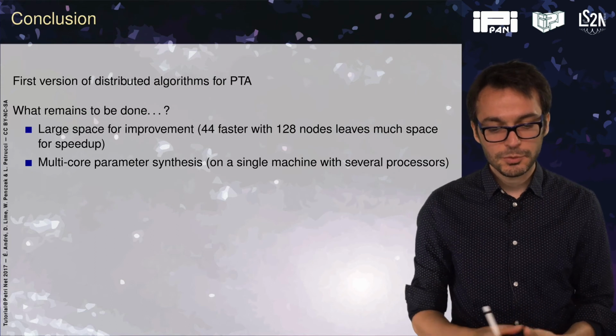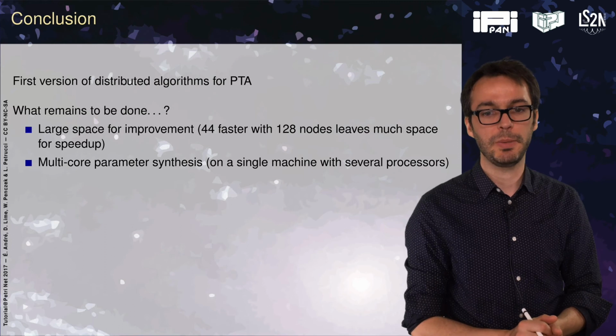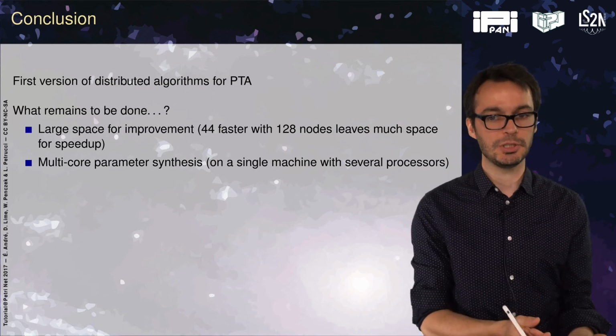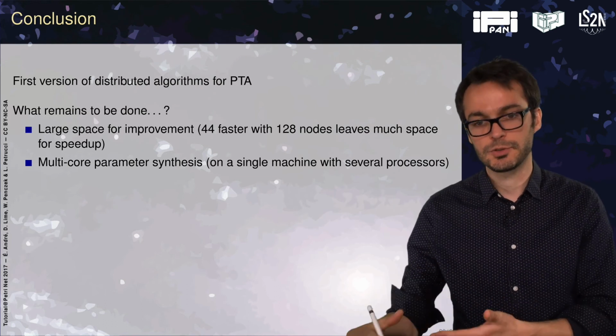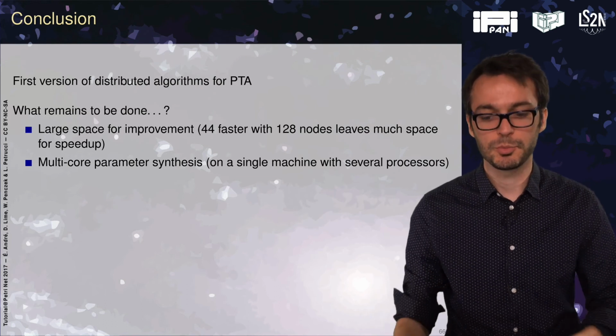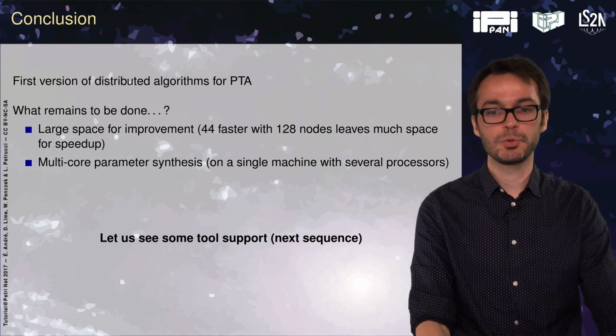Another direction would be to do multi-core parameter synthesis. So multi-core is not the same as cluster-based. Multi-core is you have a single machine, but you have different processors, and this is not yet done, and of course, eventually, it could be combined with the cluster approach. In the next sequence, we will see a bit of tool support.